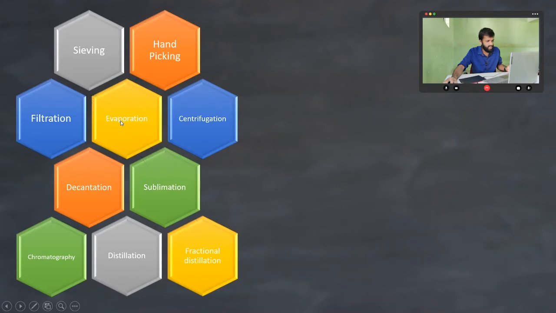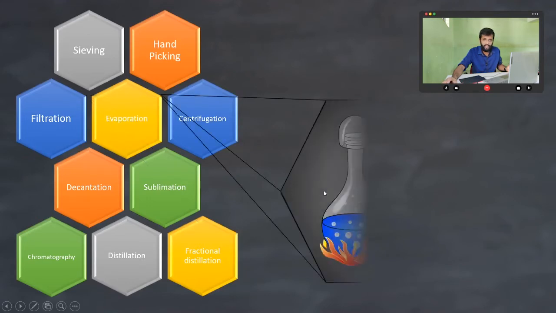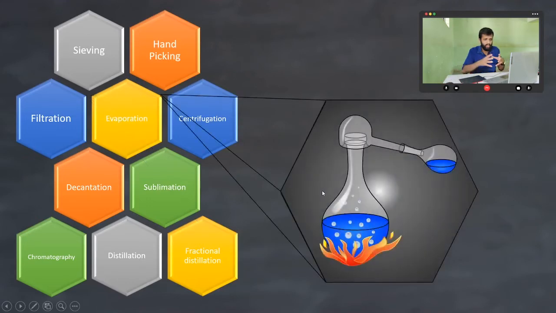Next method is evaporation. So if I have salt and water mixed together and I want to separate water and salt, all I have to do is put it in a container and boil it, right? So when I boil, water will start evaporating and I collect that water in another container. Salt will remain there. Evaporation.